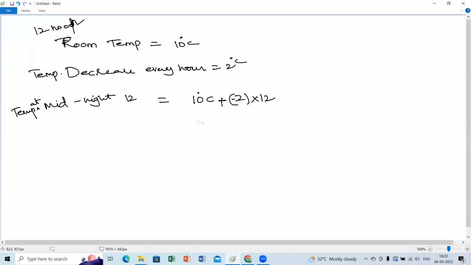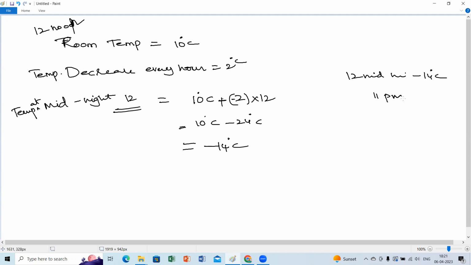Initially 10 degrees Celsius, and it decreases by 2 degrees every hour, so minus 2 into 12 hours gives minus 24. So 10 degrees Celsius minus 24 degrees Celsius is minus 14 degrees Celsius. So at 12 midnight, the temperature is minus 14 degrees Celsius.